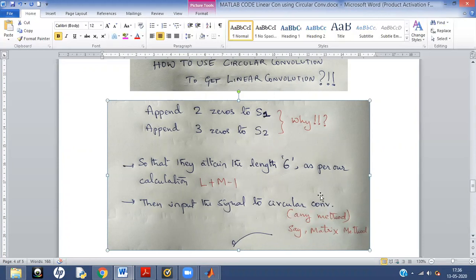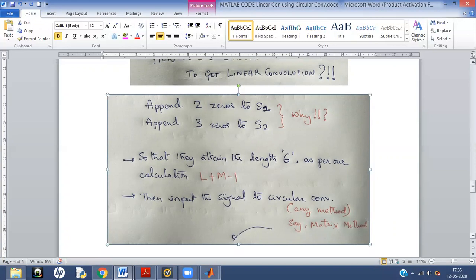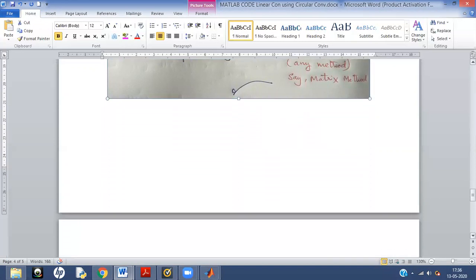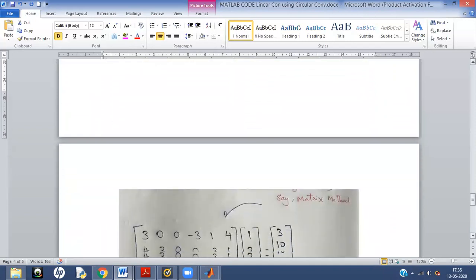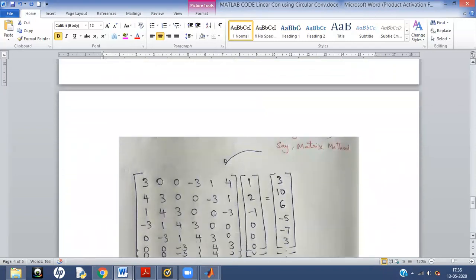Then how do you calculate the actual process of circular convolution? That can be any method, for example this matrix method. You can use the direct formula, or you can apply DFT to both the signals, multiply their DFTs, and get back to the time domain by applying the inverse DFT. That is also possible. I'm showing you here the matrix method.